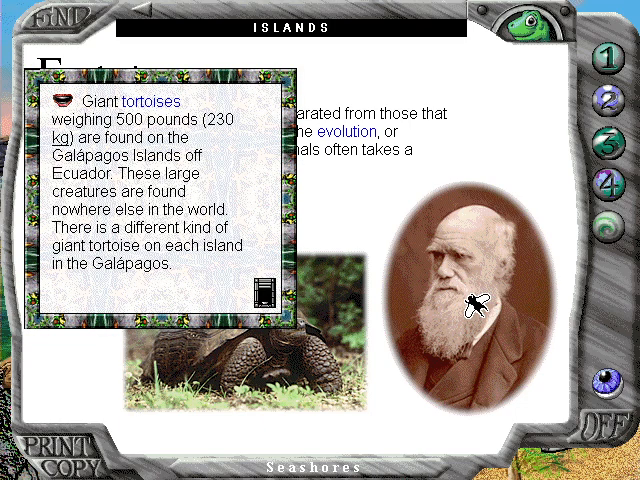Giant tortoises weighing 500 pounds, 230 kilograms, are found on the Galapagos Islands off Ecuador. These large creatures are found nowhere else in the world. There is a different kind of giant tortoise on each island in the Galapagos.